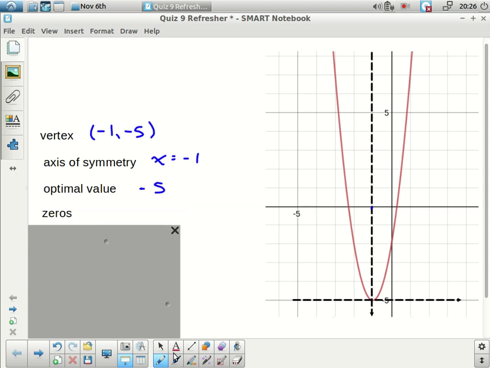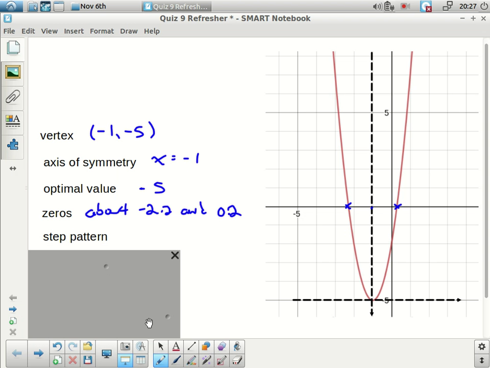All right, next thing, what are the zeros of my parabola? The zeros are where it crosses the x-axis. So I have one here, and I have one here. In terms of the number, they're not right on the grid line, so maybe we'll say this is about -2.2 and 0.2. A little less than -2 and a little more than 0.